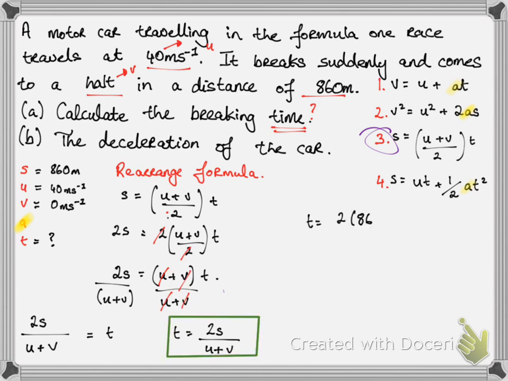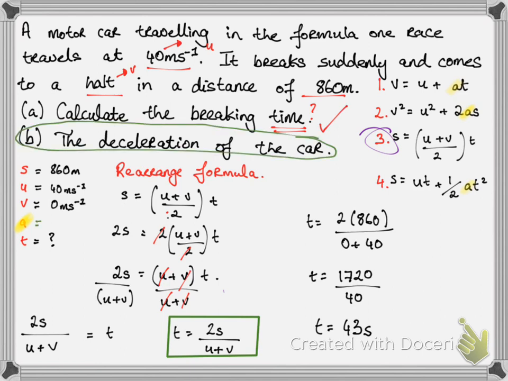So we just substitute in our values. 2 times 860 all over 0 plus 40. And that is equal to 43 seconds. Okay, so we've calculated the time as 43 seconds. Now we want to calculate the deceleration of the car. For this, if you see deceleration, you can assume the acceleration formula.